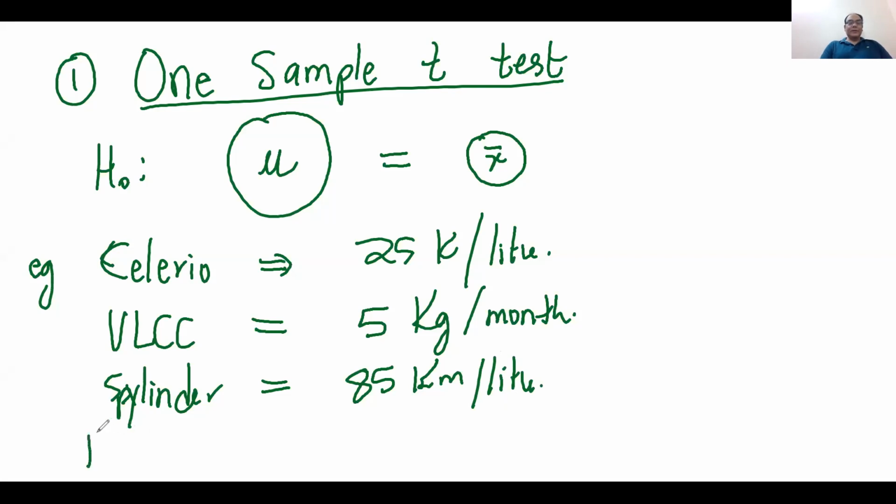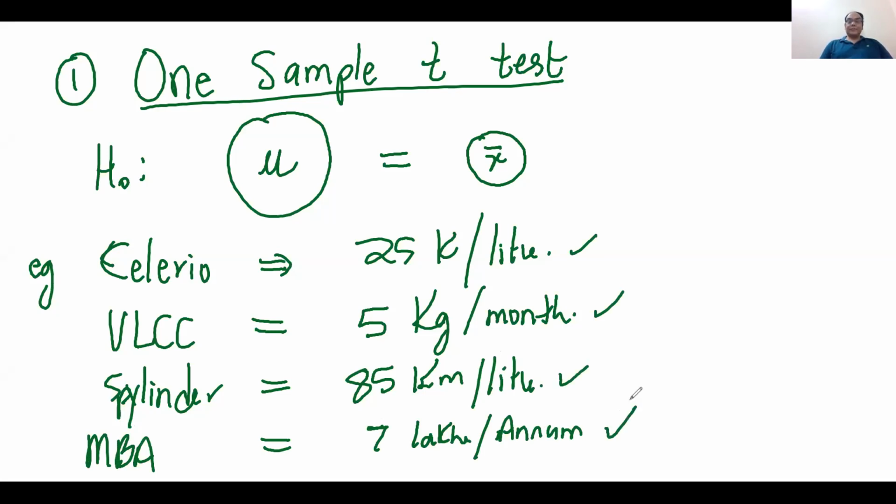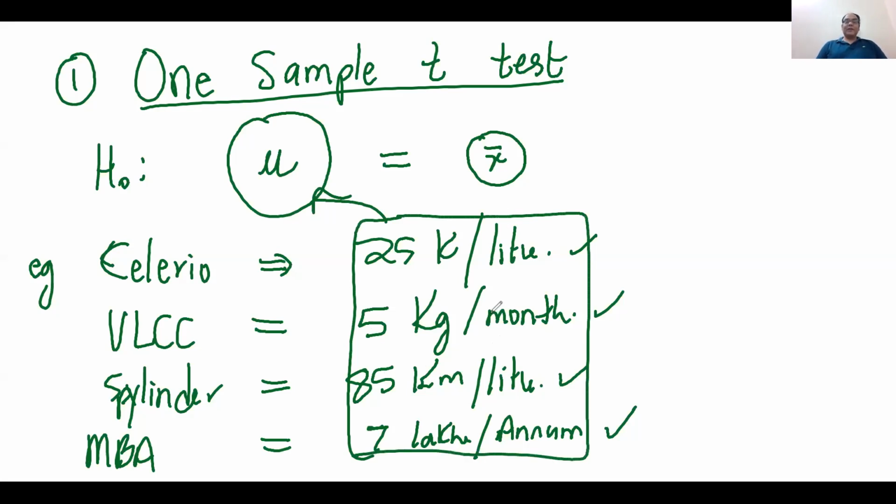Similarly, there may be any MBA college, and this MBA college says that the average package of the students is 7 lakhs per annum, right? So in all these cases, you know that there is a claim. Claim means the company is making a statement about their product, like the average mileage of the car, the average weight loss, the average mileage of the bike, the MBA student package. We come across these averages very frequently. Most people claim about their performance. All these values are basically mu. All these values represent the population mean, because they are about all the products, each and every product made by the company.